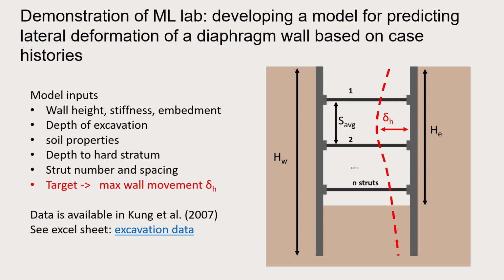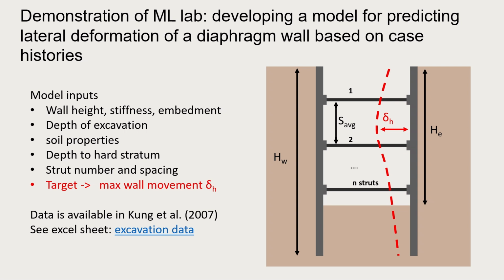so actual displacement or wall deformation data. And we are going to use as input the wall height, stiffness, wall embedment, the depth of excavation, the soil properties, the depth to the hard stratum from the base of the excavation, the number of struts and their spacing. And the output of the model would be the maximum wall deformation.